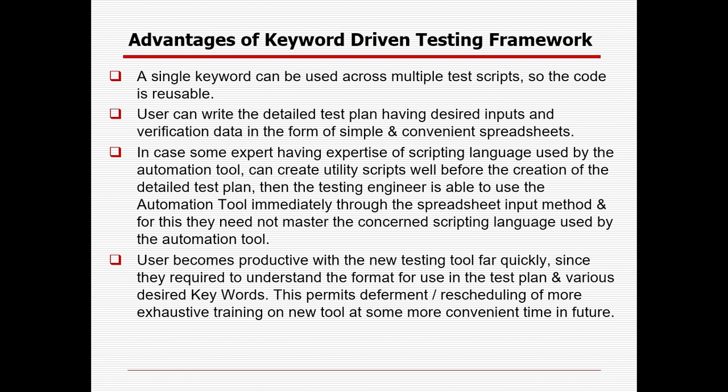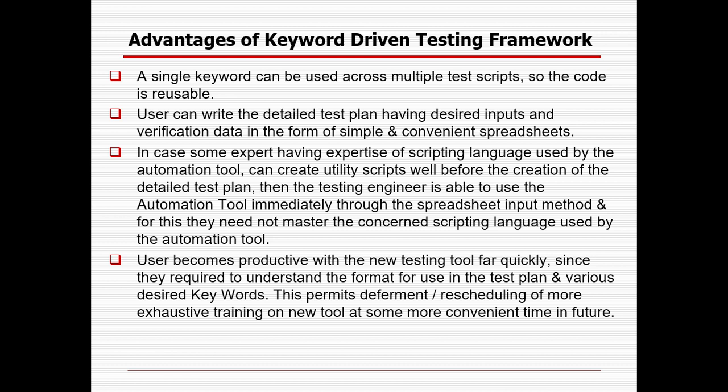In case I want to click on any link, hyperlink, image, radio button, or button, I will define a keyword called click so that it will work. It will try to click on something. It does not matter whether it is a link, hyperlink, or any other field. So I will define common functionality, and it will work across all your navigation. That is the beauty. The user can write a detailed test plan having the desired input and verification data in the form of a simple and convenient spreadsheet.